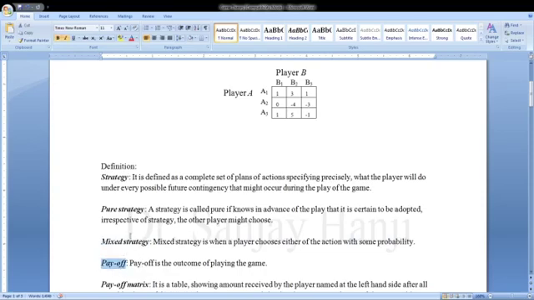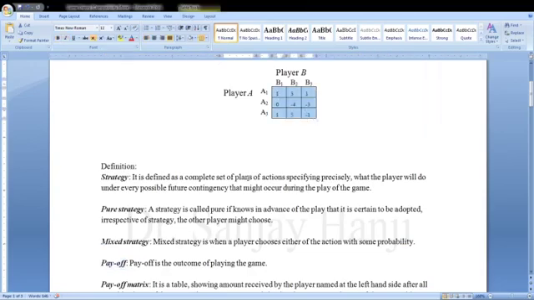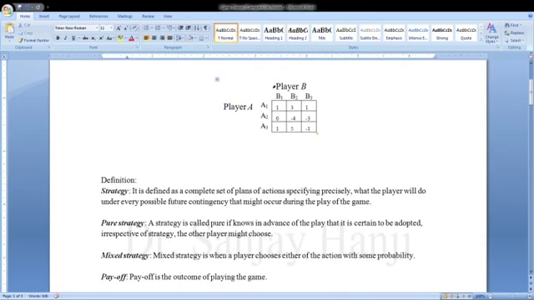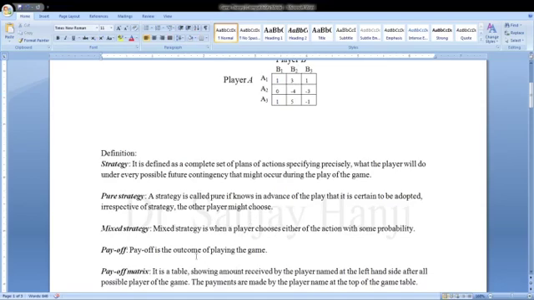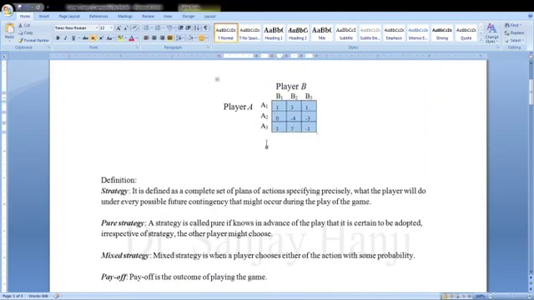Now, payoff is nothing but what you see in this payoff matrix. These are the payoffs. The loss of one player becomes the gain of another player. The player on the left side always gains, and the player on the right side loses something. So one point is gained by player A and lost by player B. That is called payoff. The payoff matrix is what is shown in this matrix.